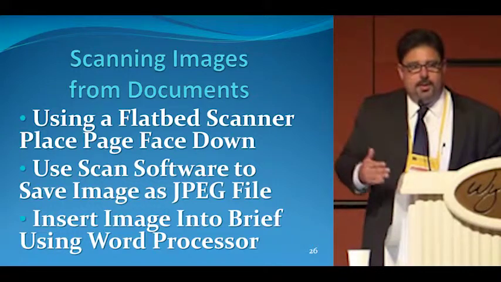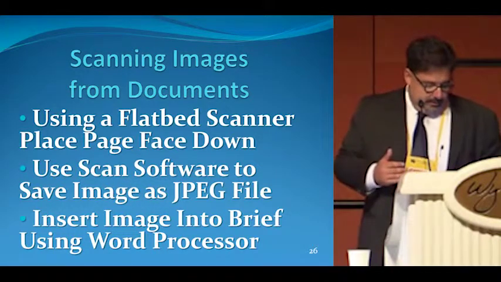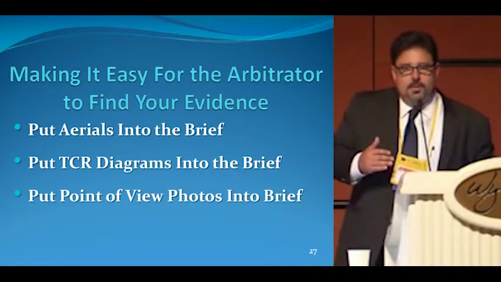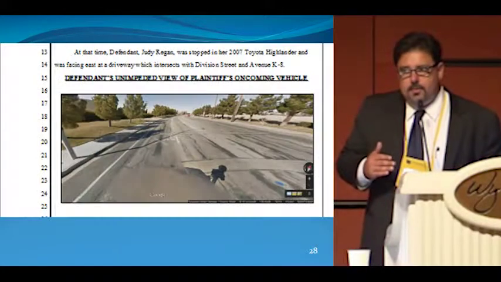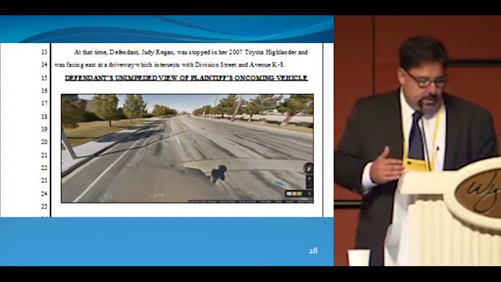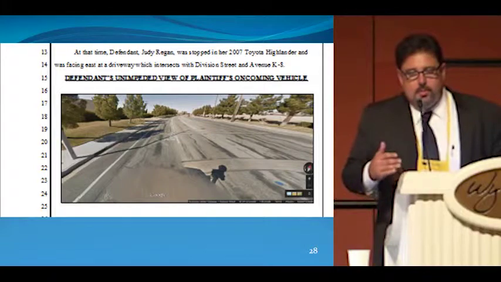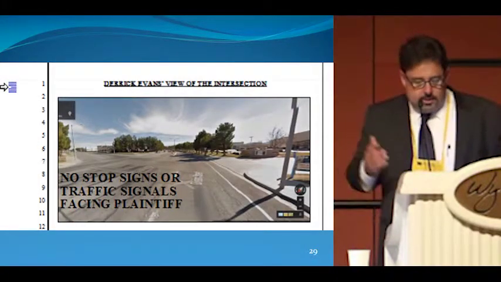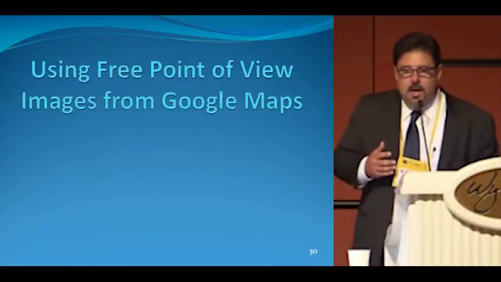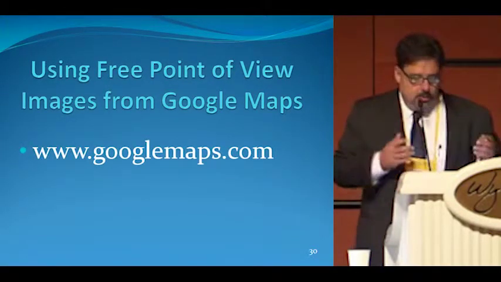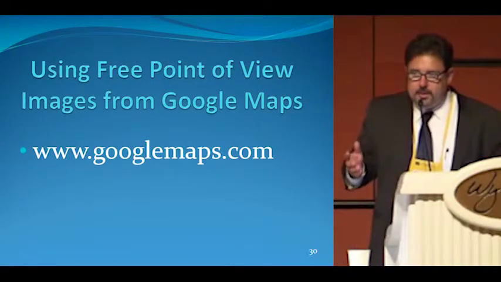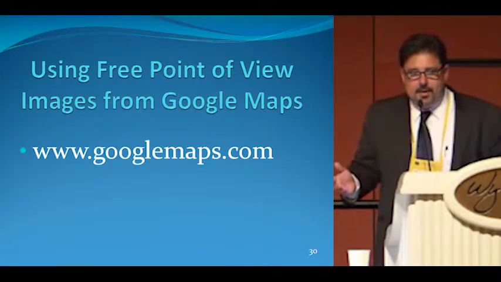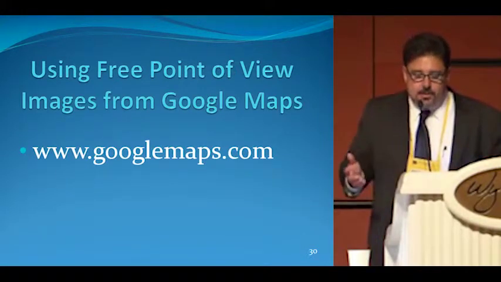The arbitrator gets your point. They start seeing where the moving parts are. Put point of view images into briefs, point of view images of drivers especially. Again, go to Google Maps. Type in the street, and you can see unimpeded views of where people are going. Put that in there. You can see that the person operating the vehicle either had a point of view that they could see or not see what was coming.